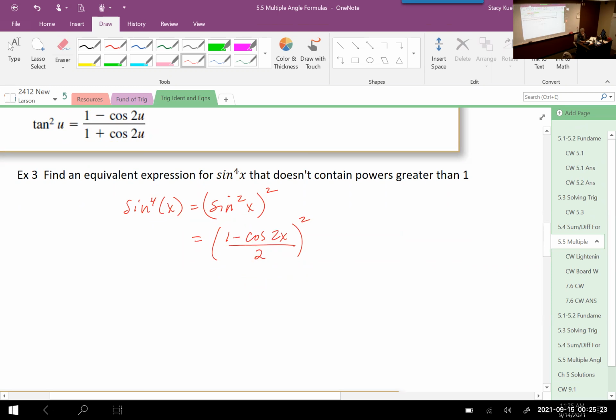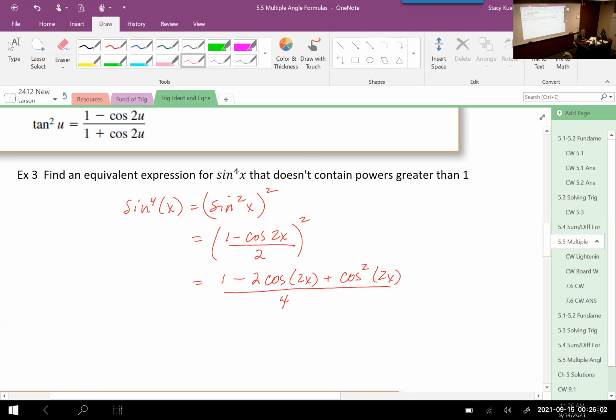Remember our square the first, double the product, square the last jingle that we're learning? So I'm going to square the first term, which would be 1, minus, I'm going to double the product. So 1 times cosine times 2 would be 2 cosine 2x. So minus 2 cosine 2x. And then I'm going to square the last, plus cosine squared 2x. And then all of that is over 4.